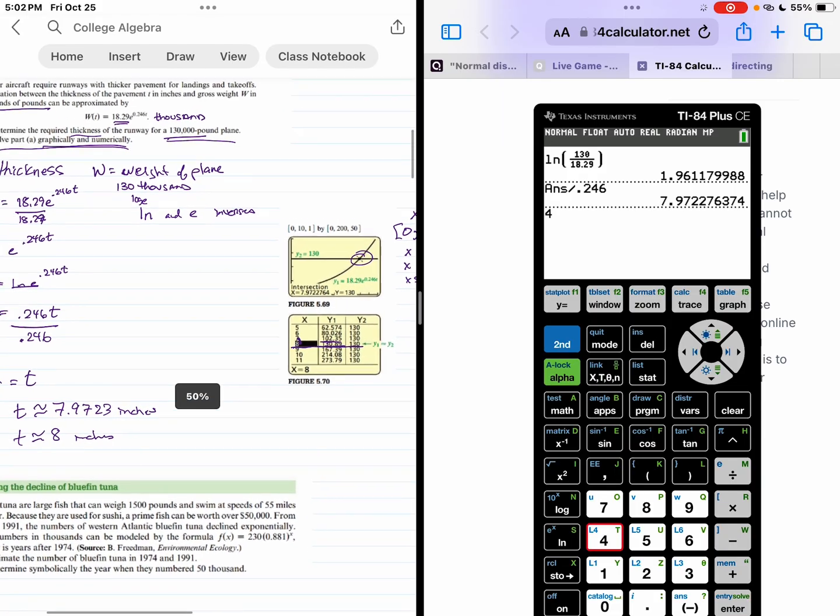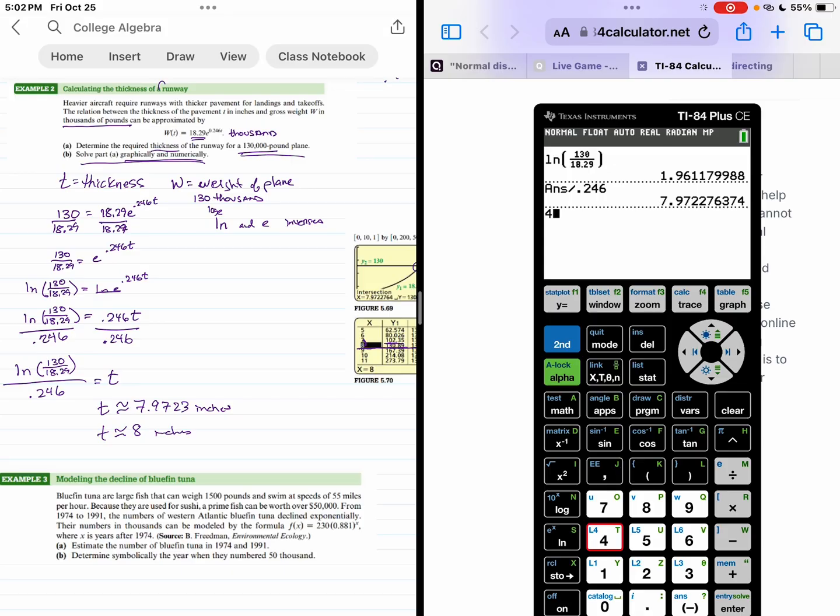So again, I think the algebraic way is a heck of a lot faster than the graphical way and changing the scales.